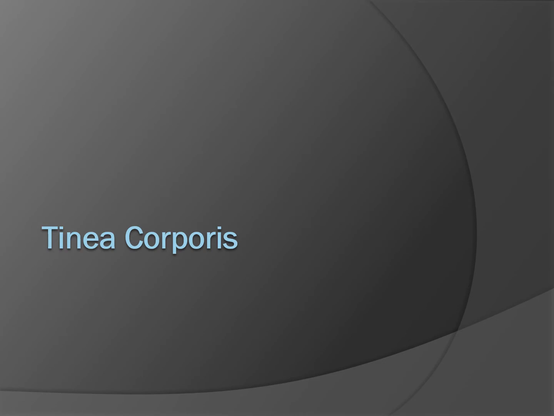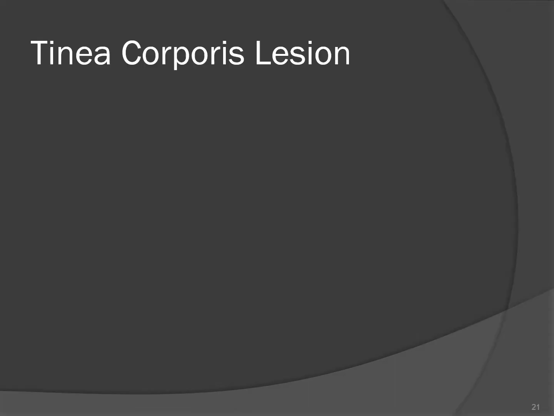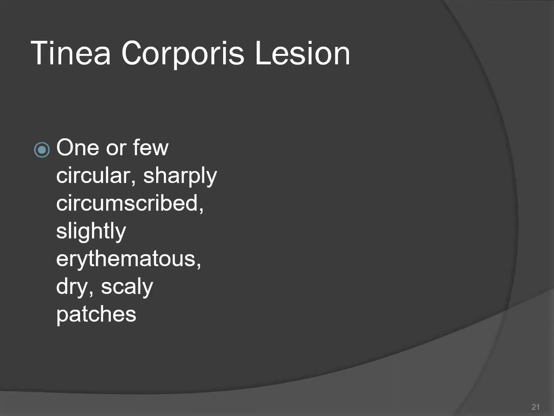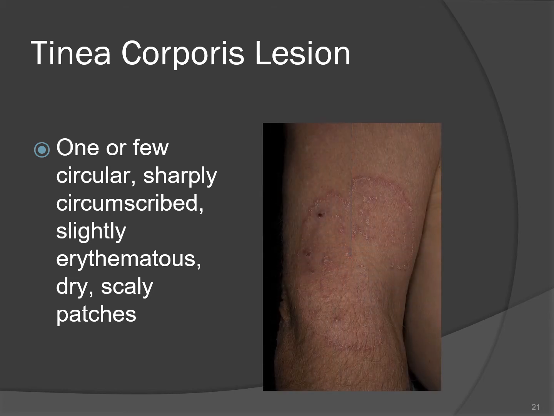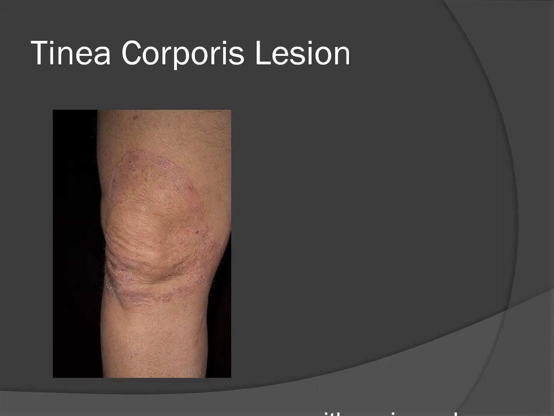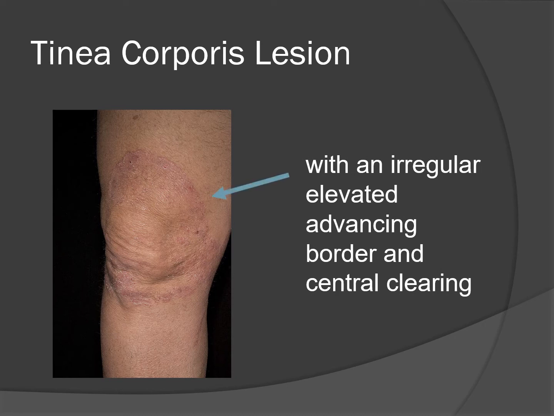Now let's go to Tinea corporis, or what is commonly called ringworm. A lesion of Tinea corporis is described as one or few circular, sharply circumscribed, slightly erythematous, dry, scaly patches on the skin. The lesion tends to have an irregular, elevated, advancing border and clearing at the center.